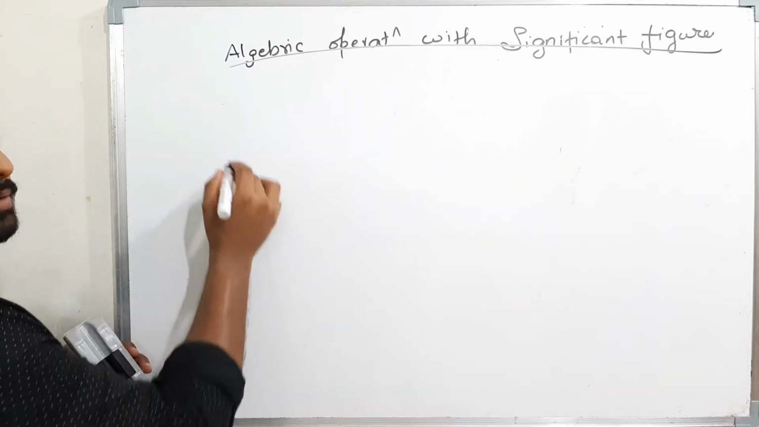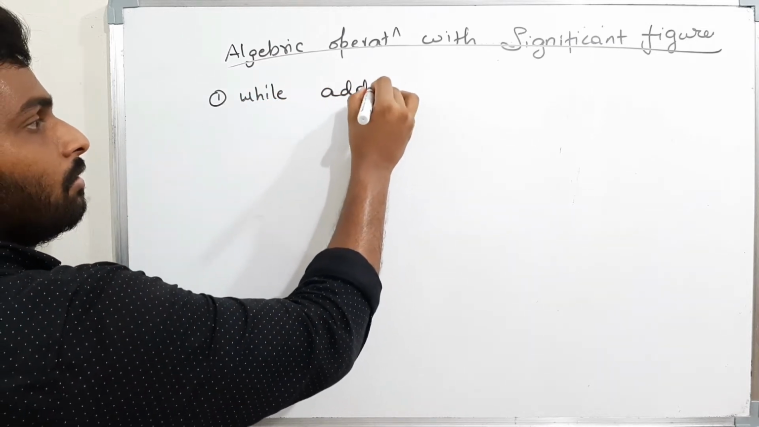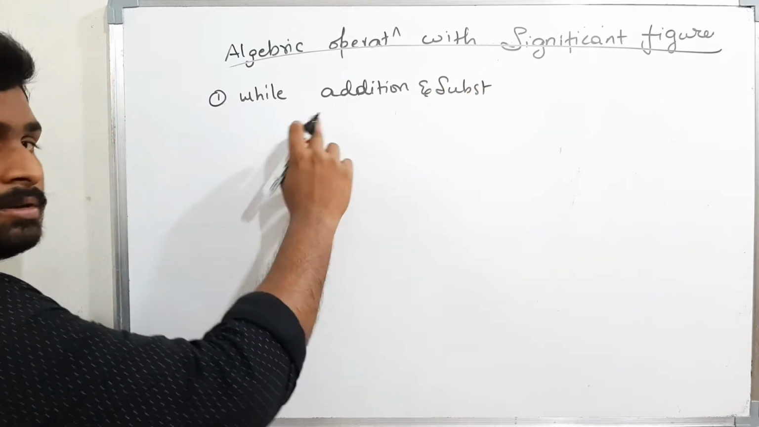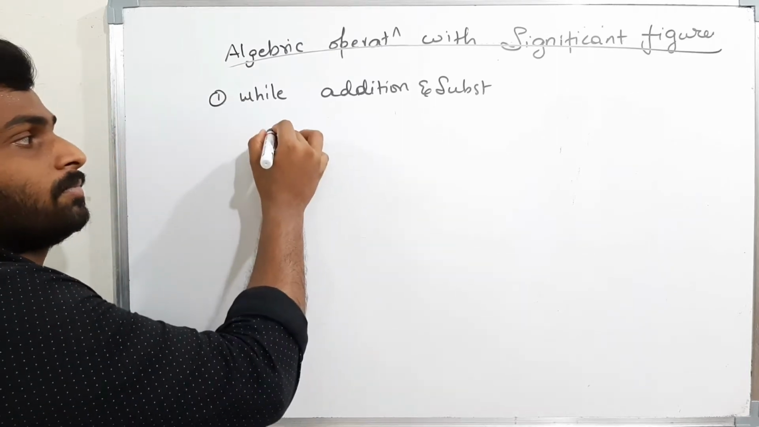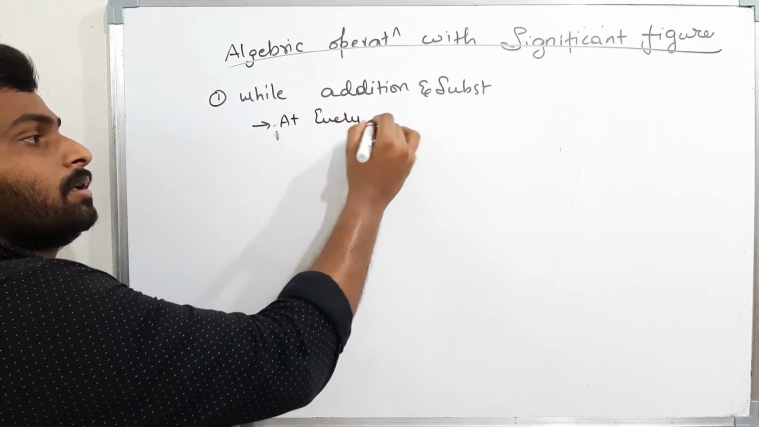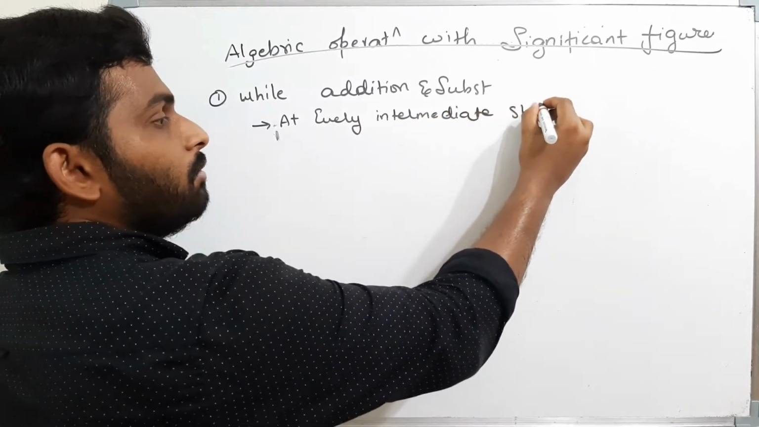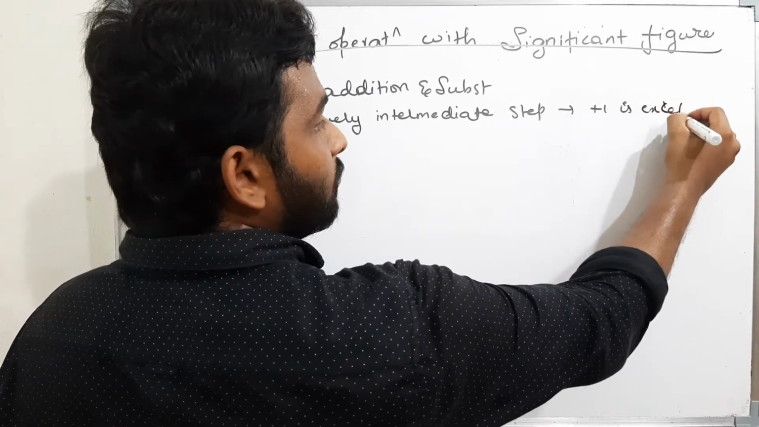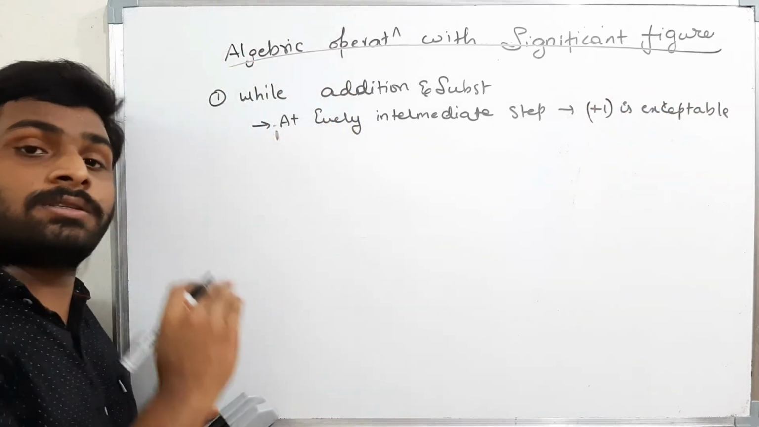Algebraic operations with significant figures. First one, addition and subtraction. While doing addition and subtraction, the rules are the same, and while doing division and multiplication, the rules are the same. What are the rules here? First one: at every intermediate step, plus 1 is acceptable.